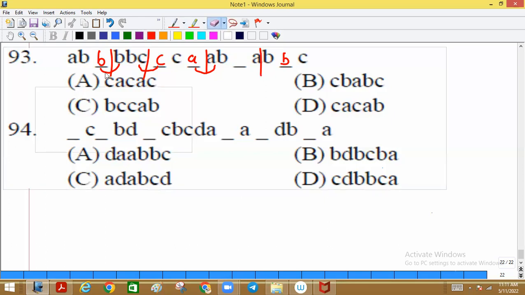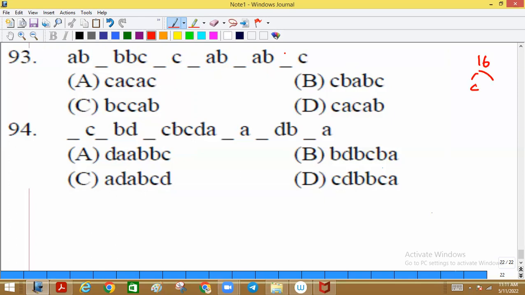Total, how many are there? 3, 6, 9, 12, 15, 16 are there, no? 4 blocks repeating 4 times. I think it is repeating somewhere like this only. 4 blocks repeating 4 times.